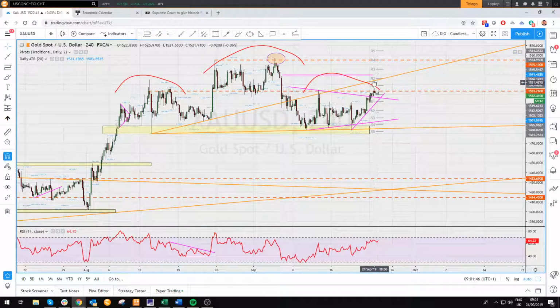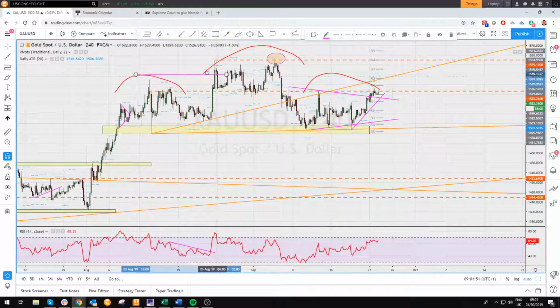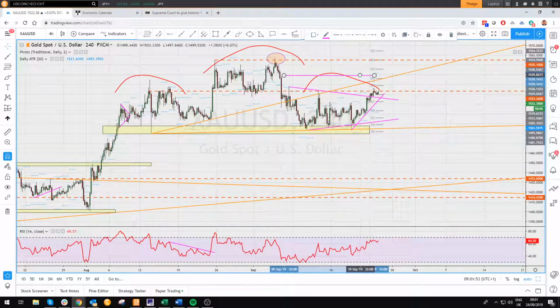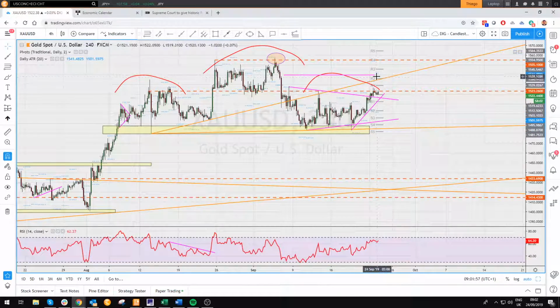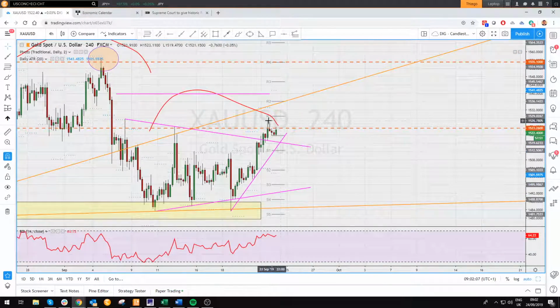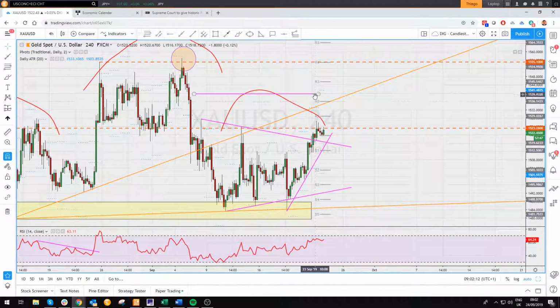As you can see, it's just slightly over the size of the shoulder. You don't expect the shoulder to be exactly the same length, but very close. So if it really wants to play this head and shoulders, it needs to start breaking down right now, very quickly. That's my view on gold, but we are at resistance.